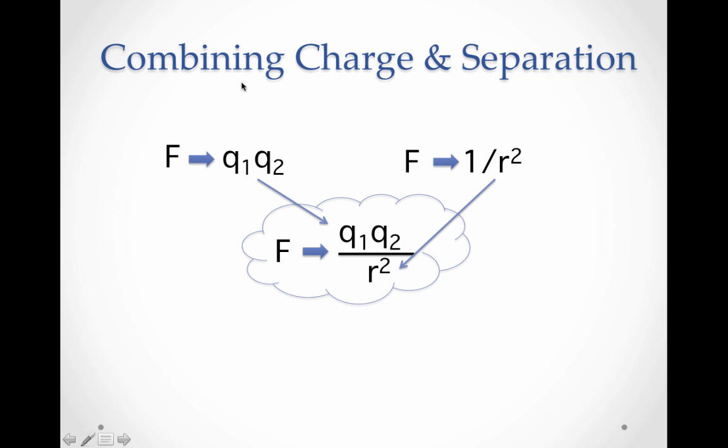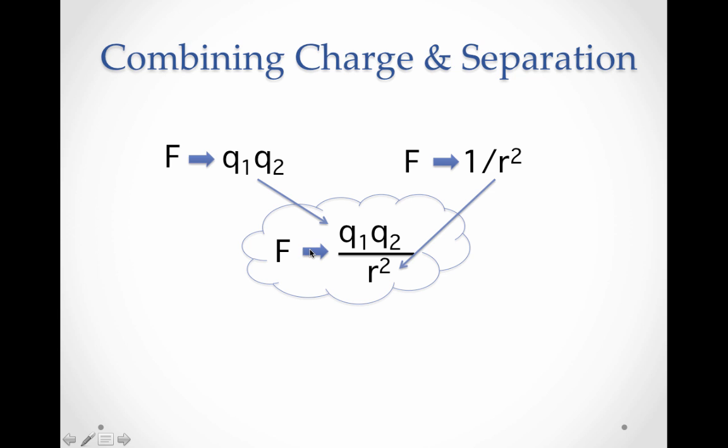Now we're going to combine our relationship with charge and force and the separation between charged objects and force. So recall that force was directly proportional to the product of the charges, so that goes in the numerator, and that force was inversely proportional to the separation distance squared. And so the r squared goes in the denominator. And when we do that, we're getting really close to Coulomb's law.